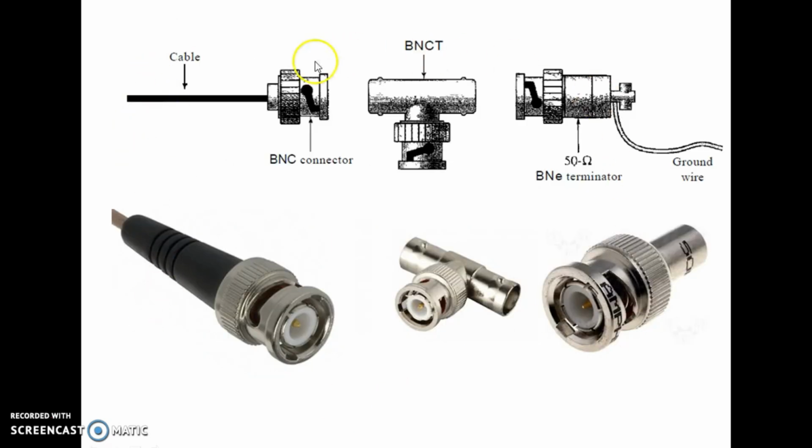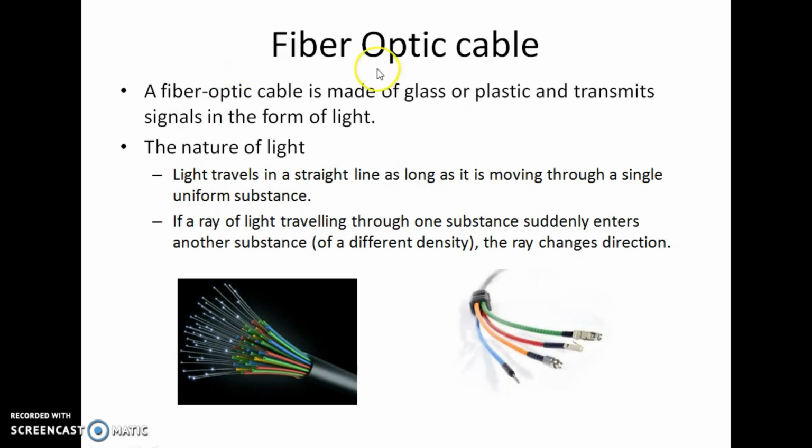So we can see all the connectors of coaxial cable. This is the BNC connector, this is the BNC-T connector, and this one is the BNC terminator. The next one is the fiber optic cable. Fiber optic cable is made up of glass or plastic that transmits signals in the form of light.